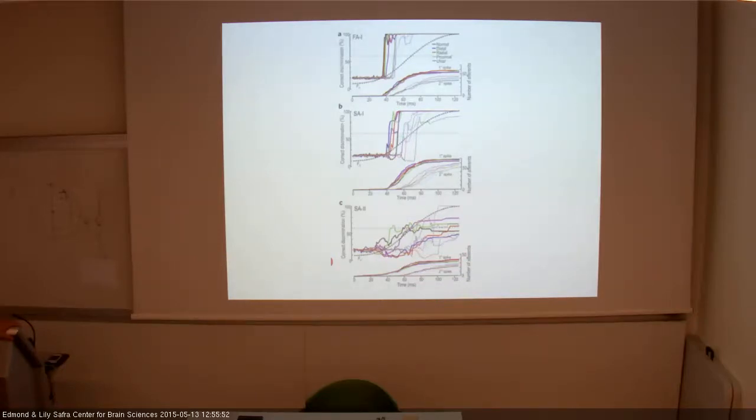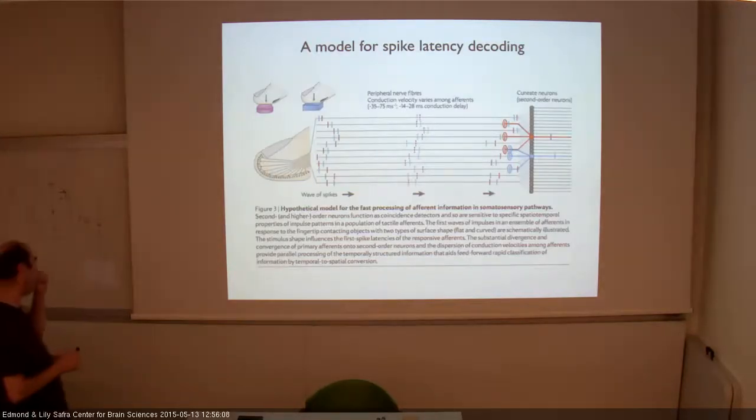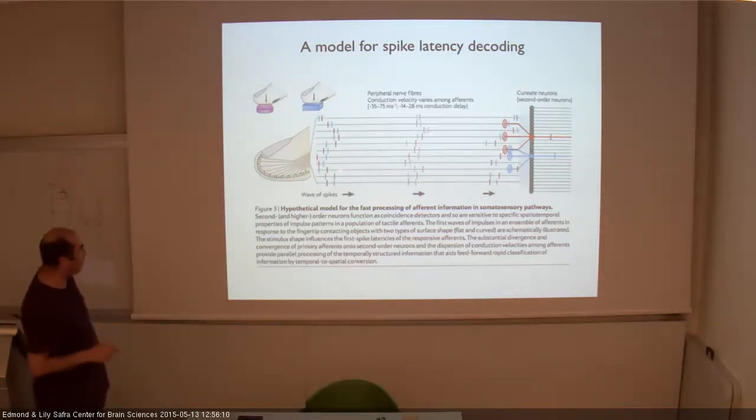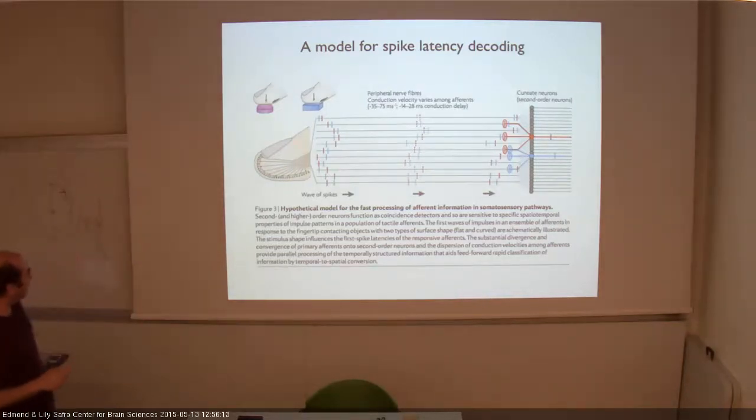So if you look at many fibers, you don't really need to look at the average firing rate. It's enough to look at the first spike, and you know everything you need to know. So the idea is the following. Here is another example, a cartoon that explains this idea. Imagine that you have this finger, and there are many axons going from this finger. And now, at one point, you press against a round shape, and at another on a flat shape.